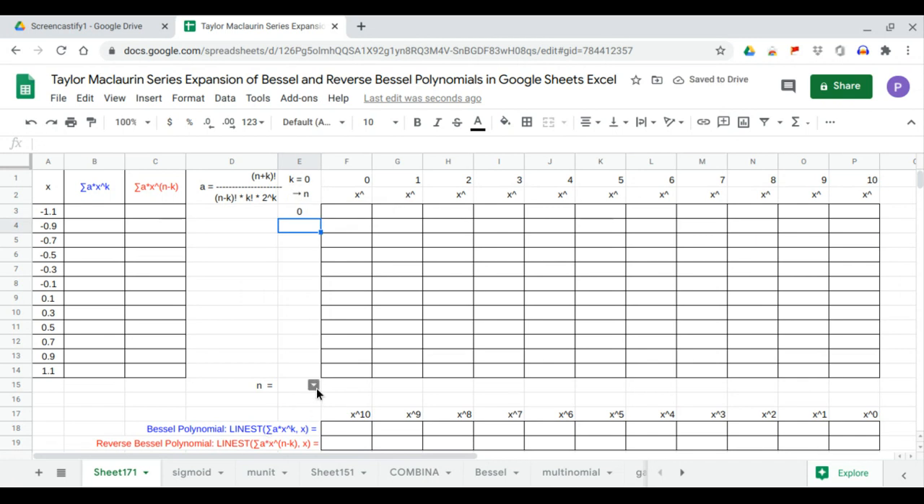So at n equals 0, our k value is 0. At n equals 1, k values are 0, 1. At n equals 2, k values are 0, 1, 2. At n equals 3, k values are 0, 1, 2, 3. Next, we continue with the coefficient, which is common to both, the a value. So a equals array formula, starting with the numerator. So factorial n plus k.